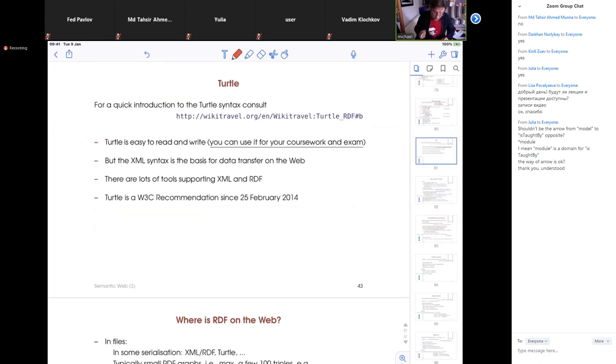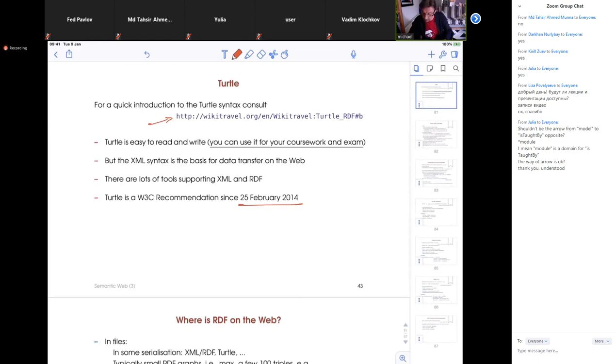All right, so a quick introduction to the Turtle syntax is here. Turtle is a W3C recommendation for about 5 years now, and there are various pieces of software that translate Turtle into the XML syntax and so on.